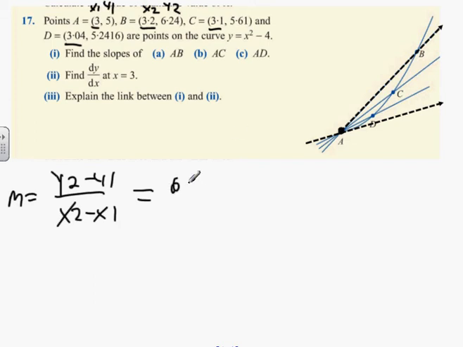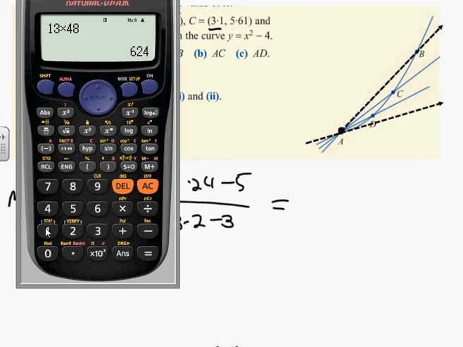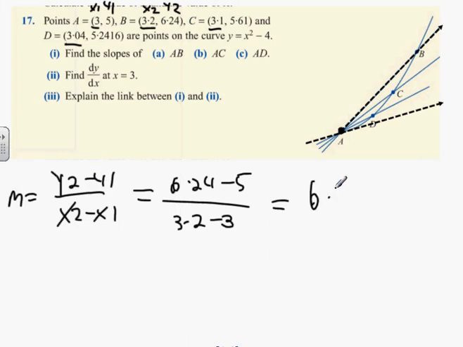We're going to get 6.24 minus 5 divided by 3.2 minus 3. That is going to turn into 1.24 divided by 0.2. And just put it all in the calculator. And we're going to get a slope of 6.2. As I said, that 6.2 is a much steeper slope than the one we're actually looking for. Now let me try another one.